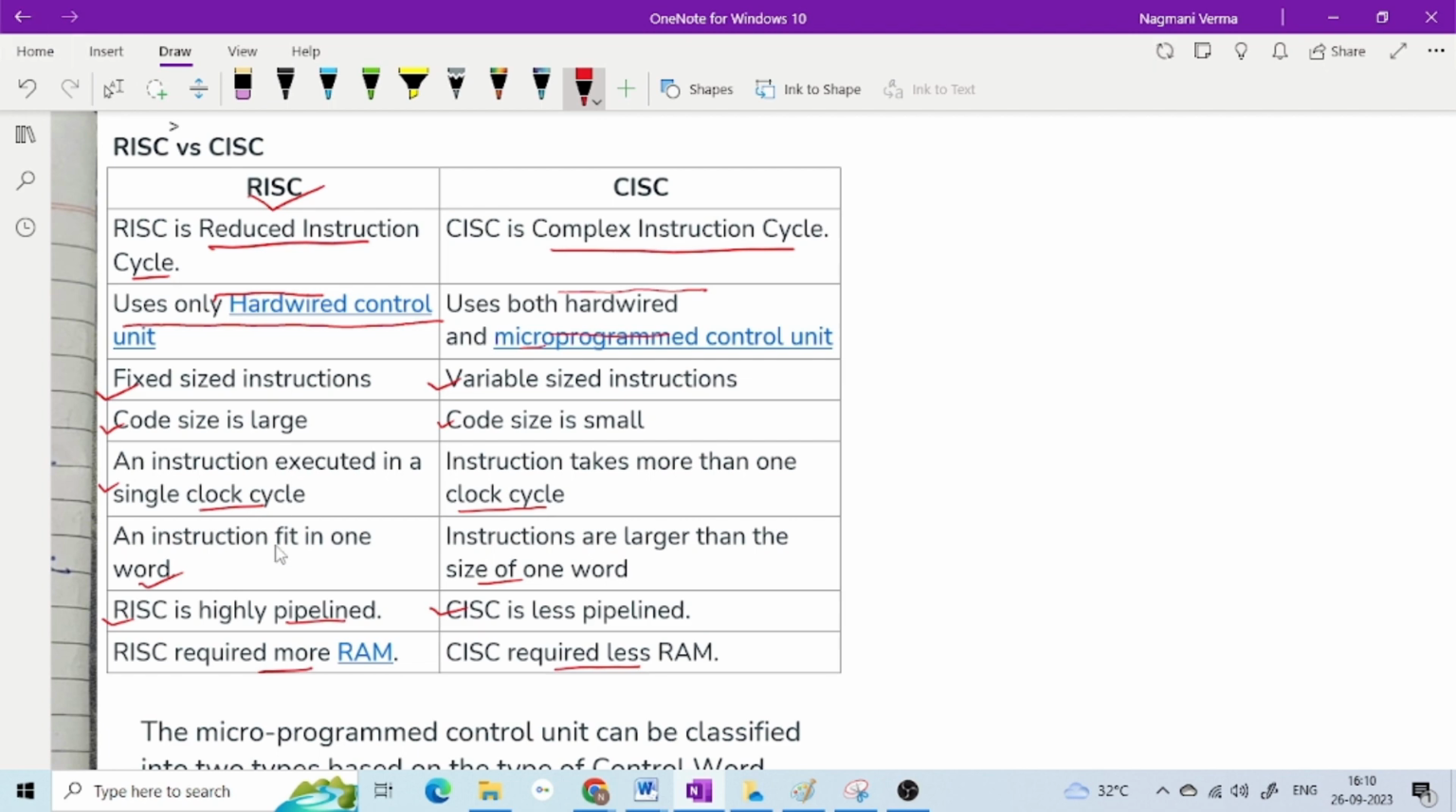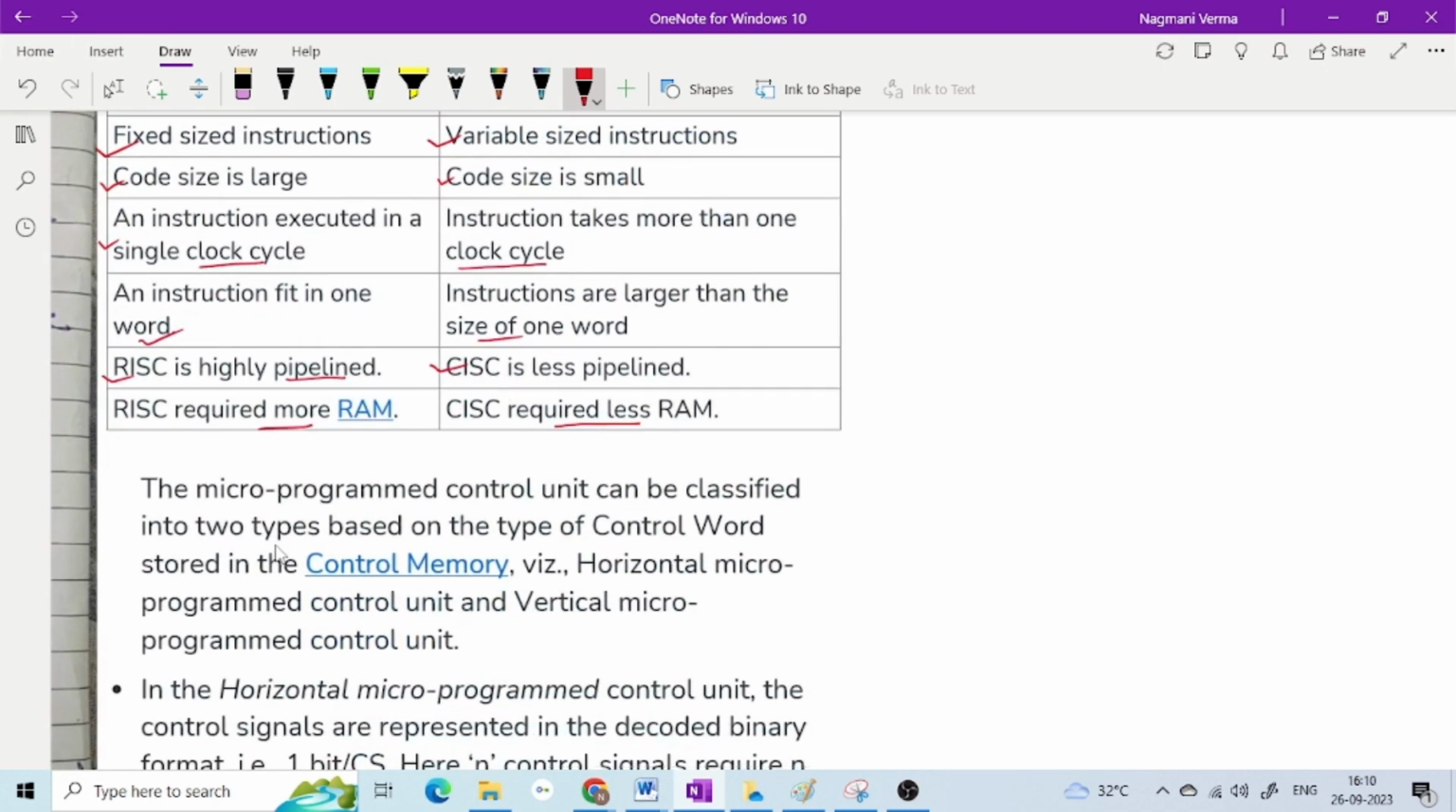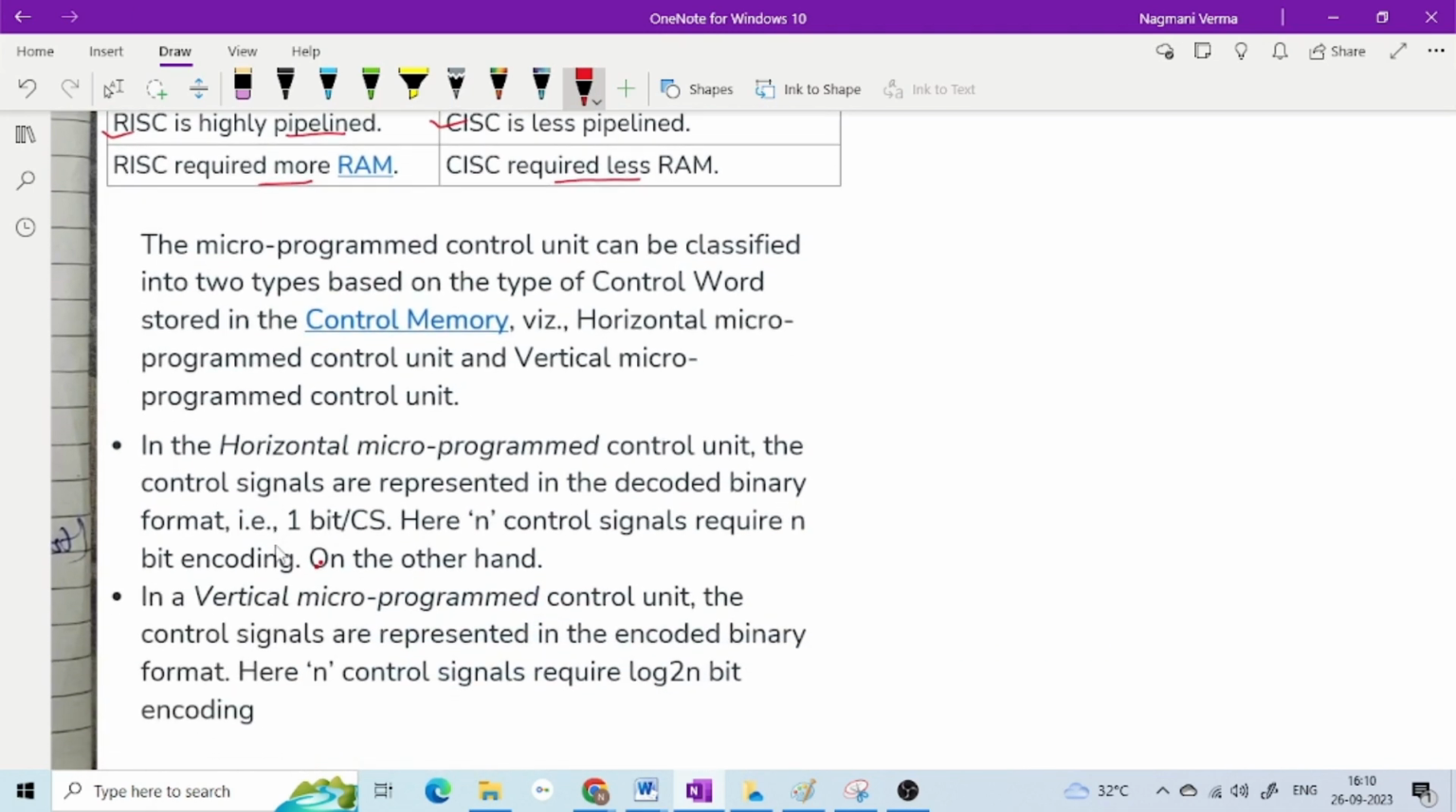Now let's talk about the two types of microprogram control unit. One is called the horizontal microprogram control unit, another is called the vertical microprogram control unit. What is that? Okay, let's discuss what it is. The microprogram control unit can be classified into two types based on the type of control word. The control word is like the instructions we are giving, which is stored in the control memory. Horizontal microprogram control unit and vertical microprogram control unit.